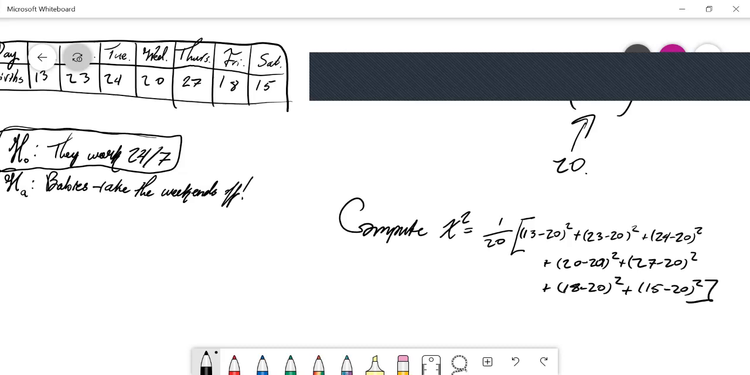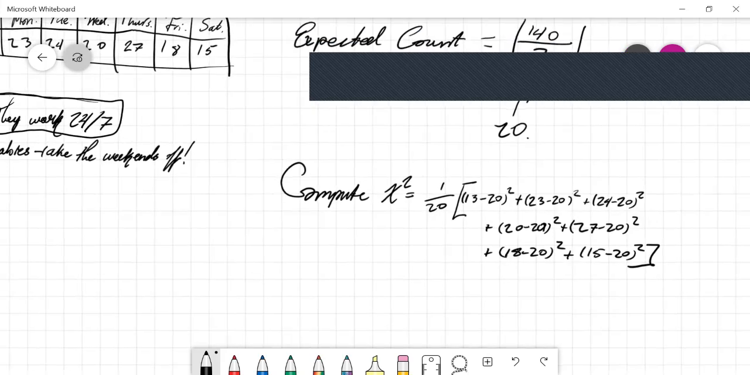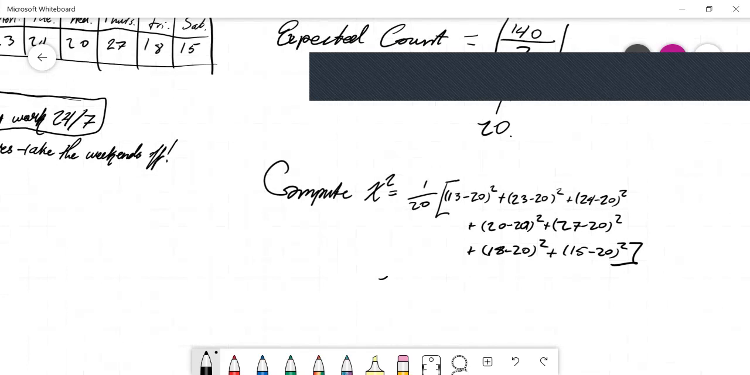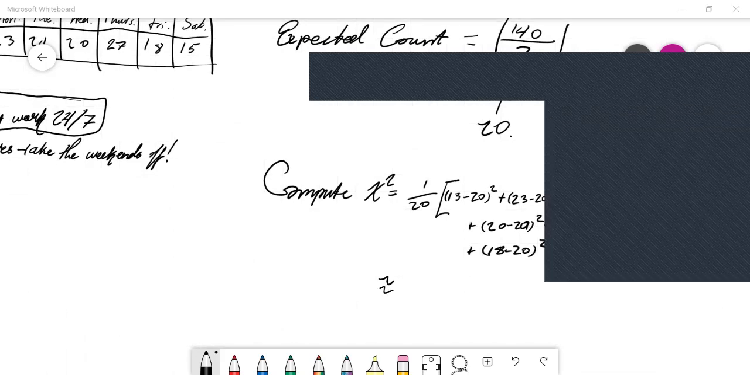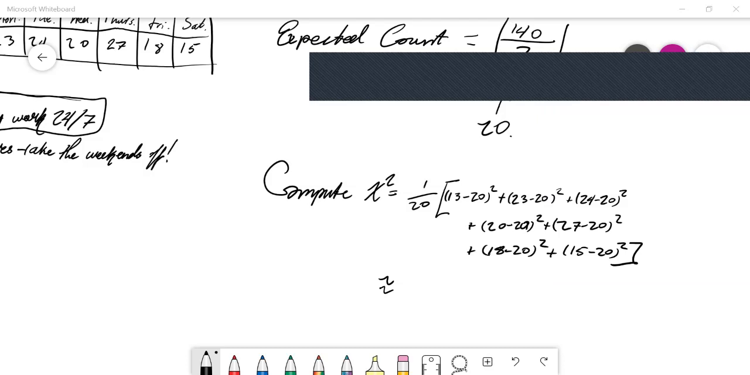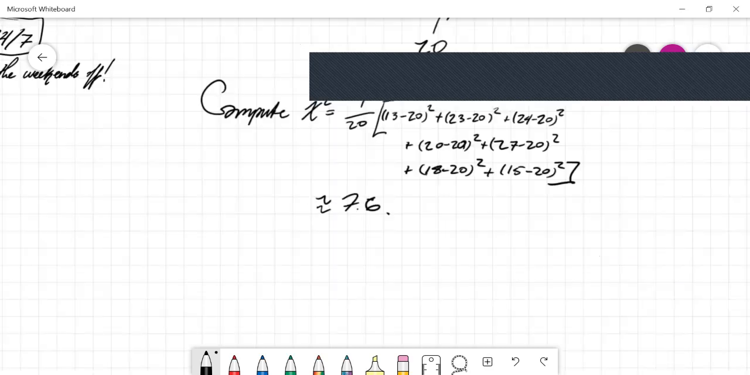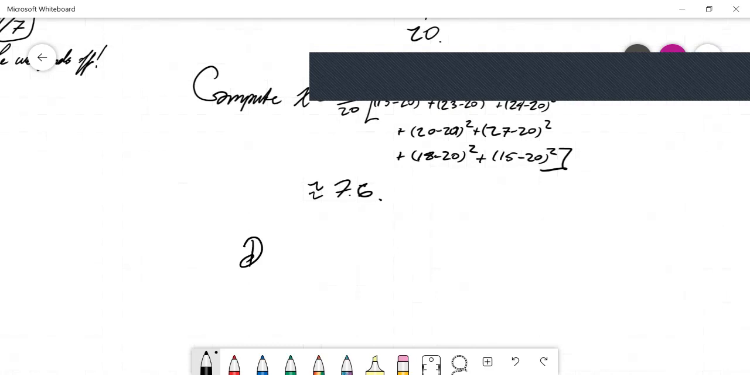And note that these values are always coming out positive. If you ever get a negative chi-squared statistic value, you did something incorrectly. Okay, and let's just make sure 1, 2, 3, 4, 5, 6, 7. Okay. And then this shakes down to be about 7.6. Okay. And now the big question is, what are the degrees of freedom?